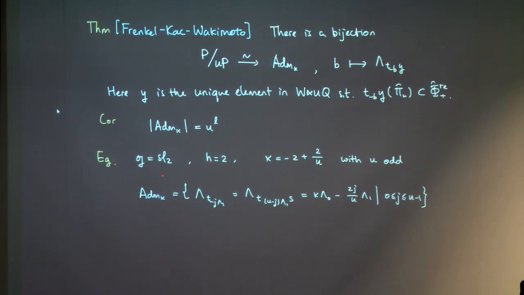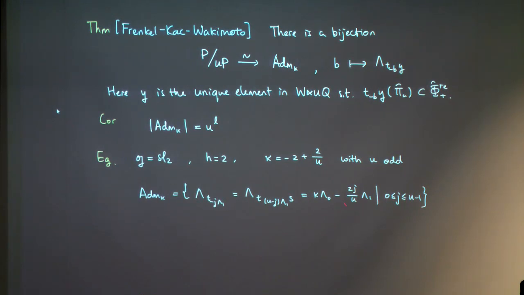And here I give you an example for SL2. In this case, the Coxeter number is 2, and so our K will be -2 plus 2 over U, where U has to be coprime to 2, so U is an odd integer. And in this case, you can check that the admissible weights are of the following form. You have K lambda 0 minus 2J over U times lambda 1, where lambda 1 is the finite fundamental weight for SL2, and J can only take values between 0 and U minus 1.